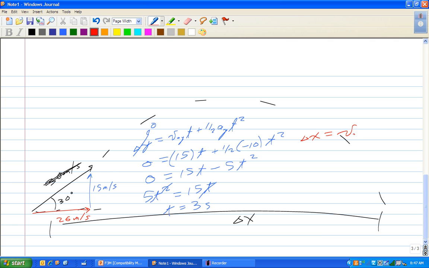Delta x equals the initial horizontal velocity times time plus 1/2 the horizontal acceleration times time squared. Any of those terms become 0? Yeah, the acceleration is 0, so that becomes 0. And I get delta x equals the horizontal initial velocity, which was 26 times the time, which is 3. Oh. Yeah, good job, James.